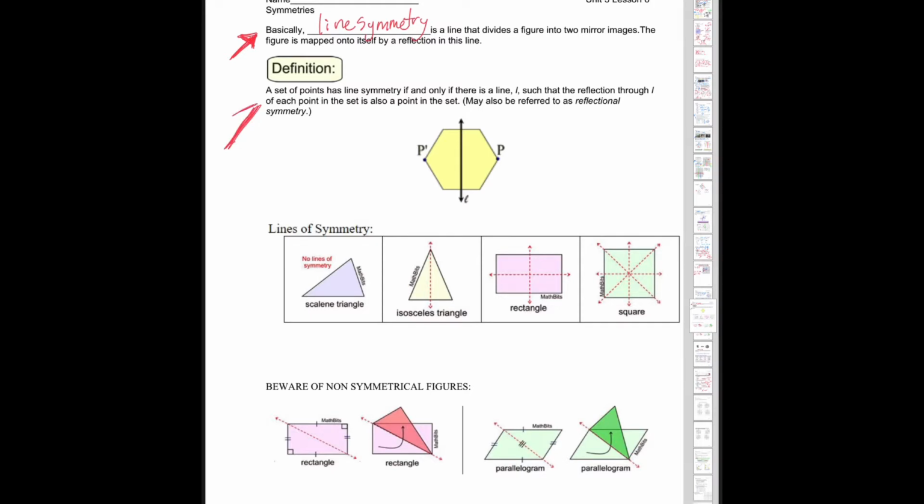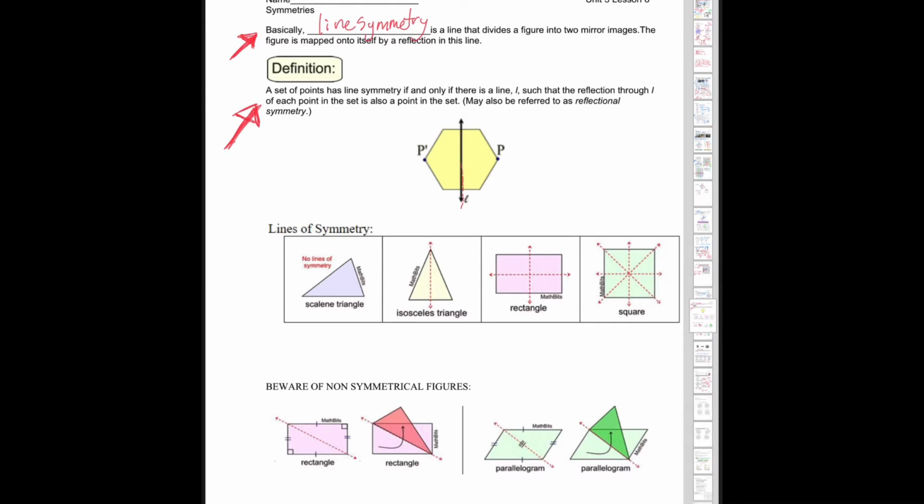So let's take a look at the definition of a line symmetry. A line symmetry is a set of points, if and only if there is a line L, such that the reflection through L of each point in the set is also a point in the set. This is also referred to as reflectional symmetry. So, big confusing definition. It's really not as confusing as it seems.